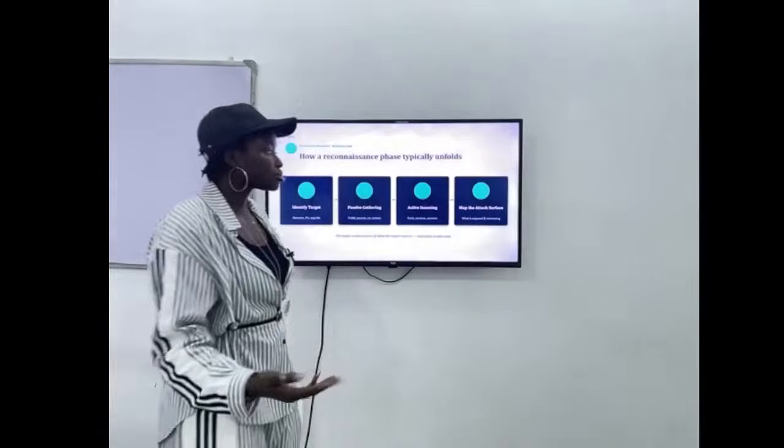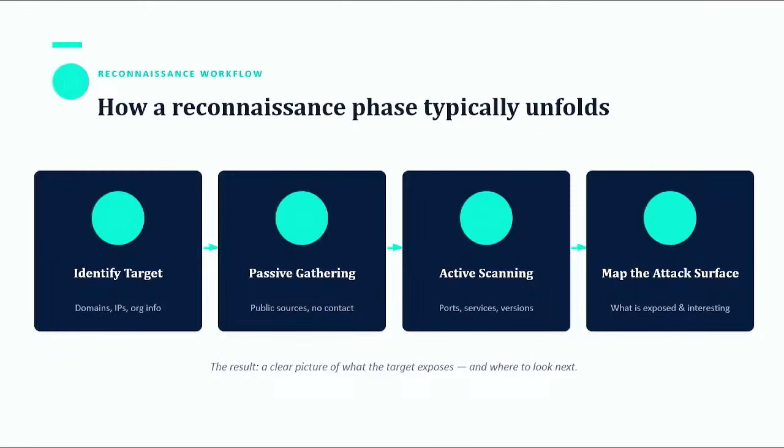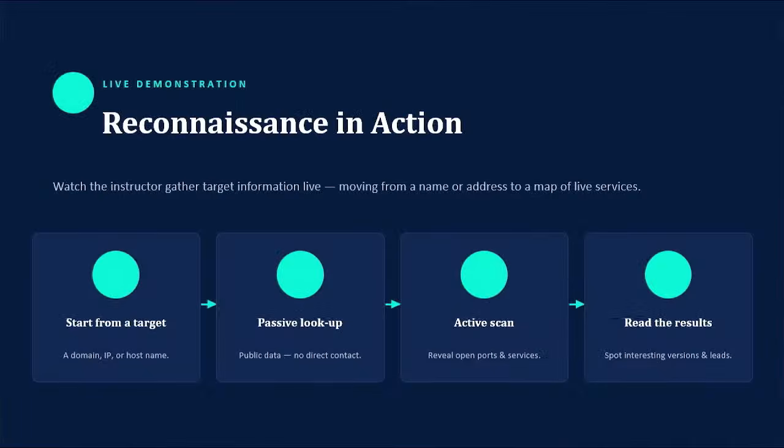Moving on. So how does reconnaissance typically unfold? I mean, we've already spoken about this. You identify a target. You find out who you want to attack. You passively gather all the information that is publicly available. You actively scan the system. Then you start to map the attack surface. Okay, fine, I know what I'm getting myself into. Which ways would I move about trying to get that information? Does that make sense? Let's move on.